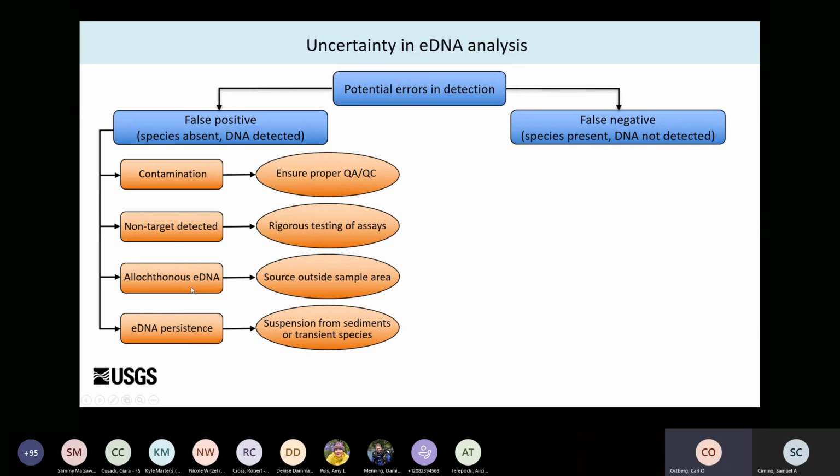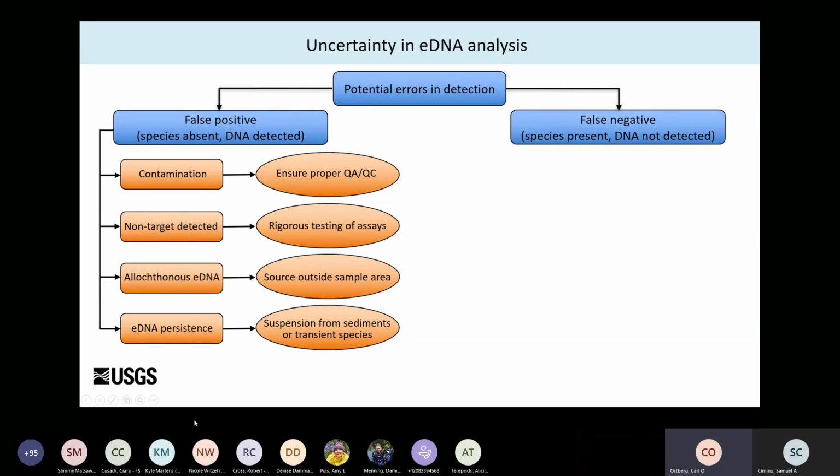There's allochthonous DNA, and that's eDNA that's transported from a source outside the sample area. That could happen, say, through feces from a predator or a waterfowl, a bird flying from one body of water to another, or maybe boats. Someone's boat could be transferring DNA, or cleaning a fish, or a lot of different ways. But this is a source that you really can't mitigate against.